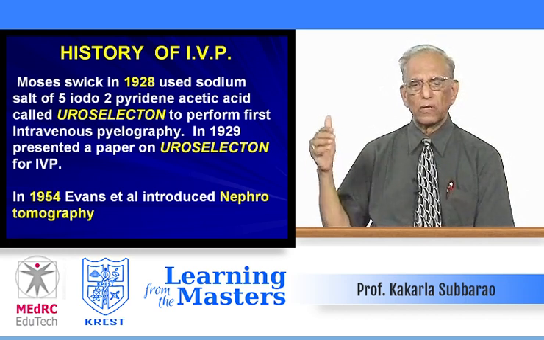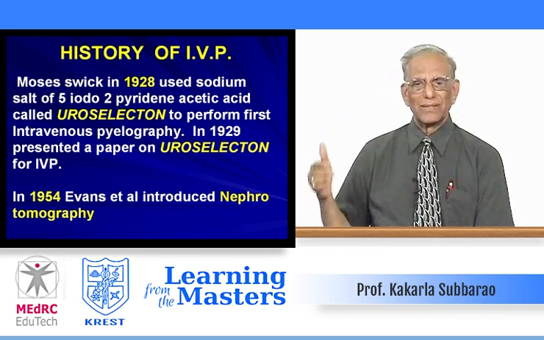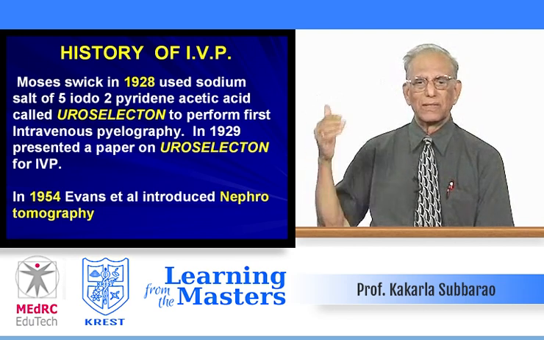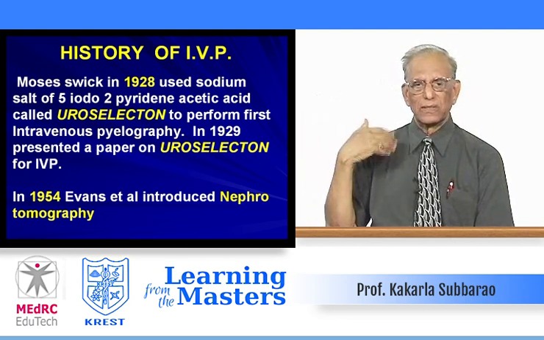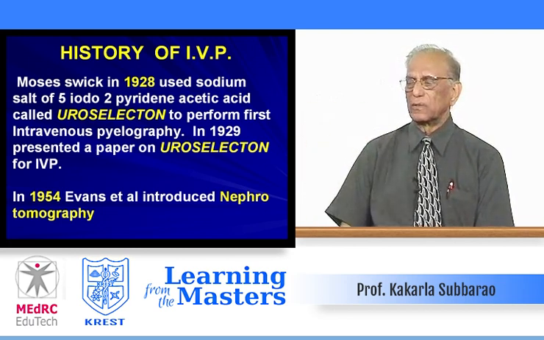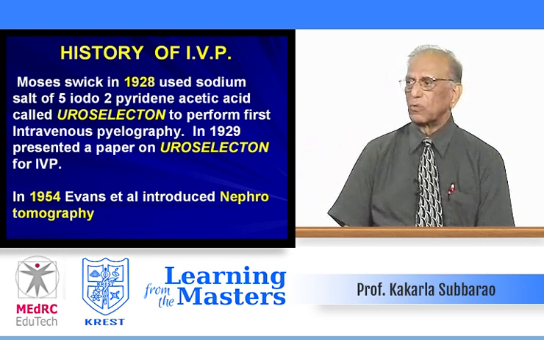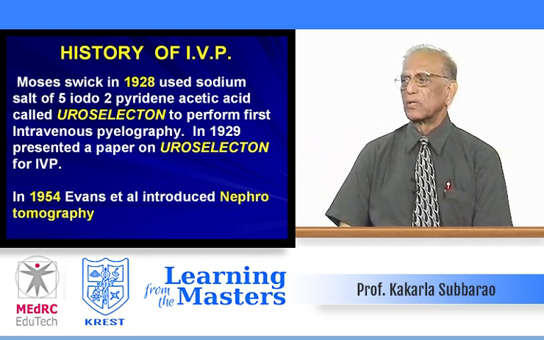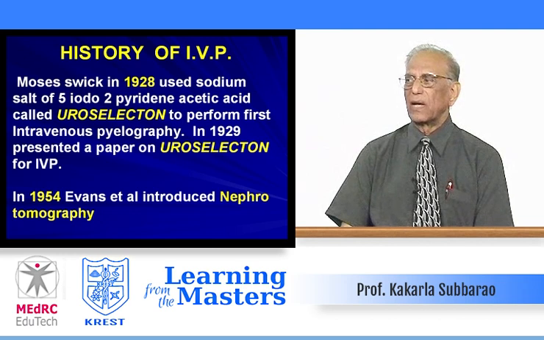To notice that we are forming a pattern from head to foot, head and neck, and then we saw the chest, and then we are coming to the history of IVP. Moses Swick in 1928 used sodium salt of 5-iodo-2-pyridine acetic acid, called at the time Uroselectan, to perform the first intravenous pyelography. In 1929, he presented a paper on Uroselectan for IVP, intravenous pyelography.